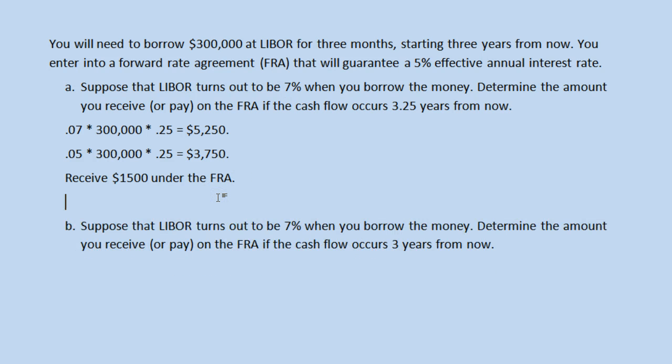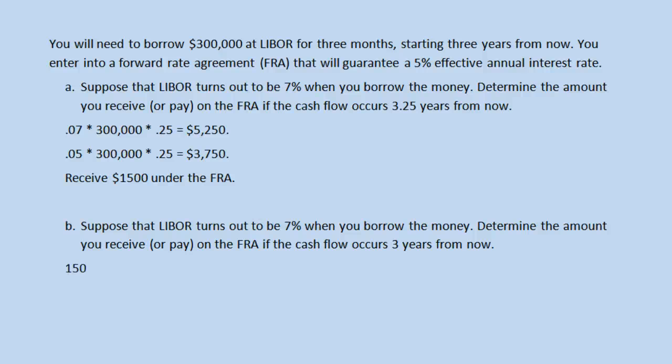So second part of the question here, this is the same question with a small adjustment. It turns out to be 7% when you borrow the money, but the payment or the receipt on the FRA is going to occur 3 years from now, at the time you borrow the money, rather than at the end of the entire process. What we need to do in this case is discount the $1,500 by 1/4 of a year because of the 3-month difference in when the cash flow is going to occur.